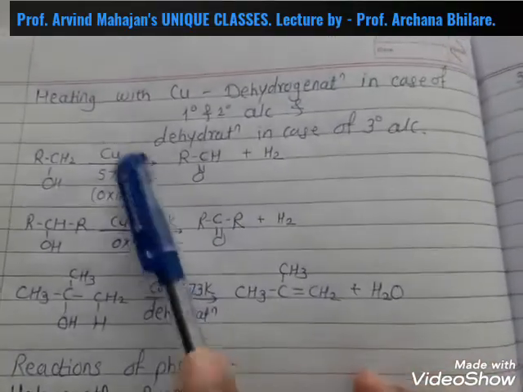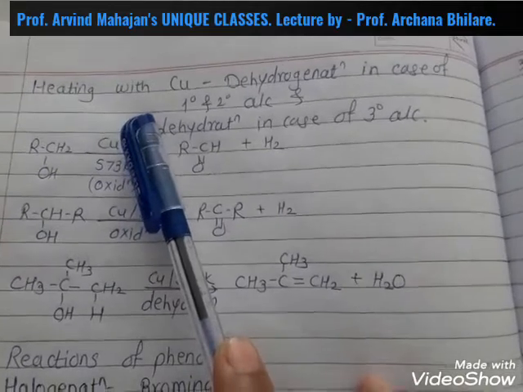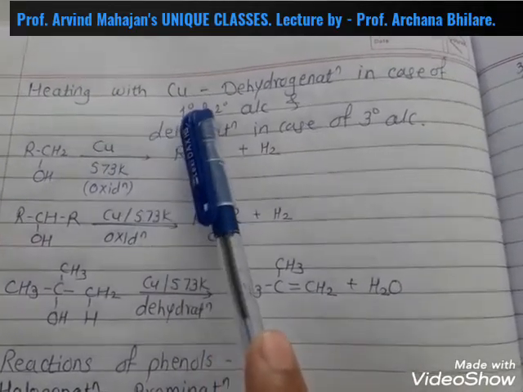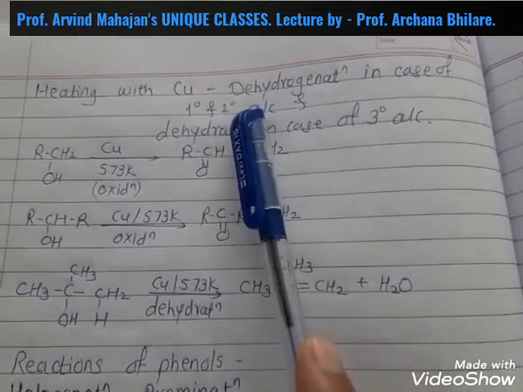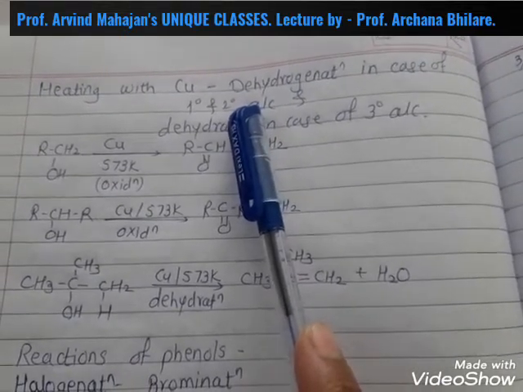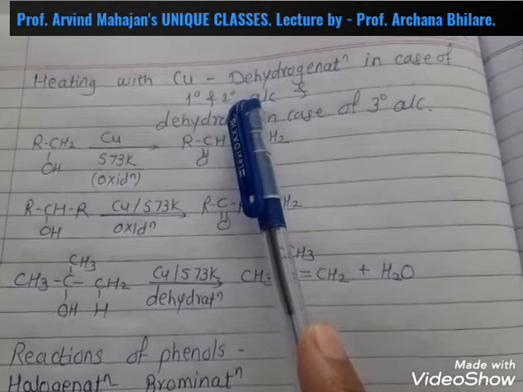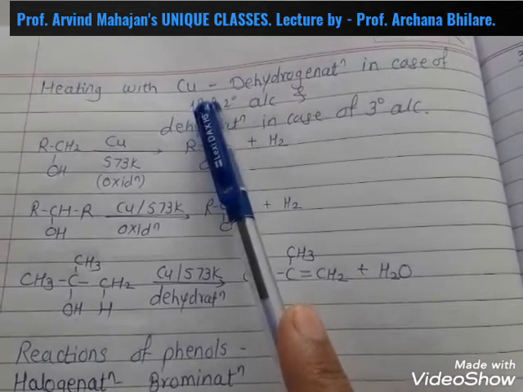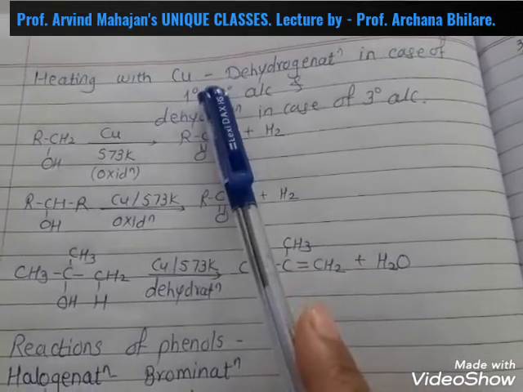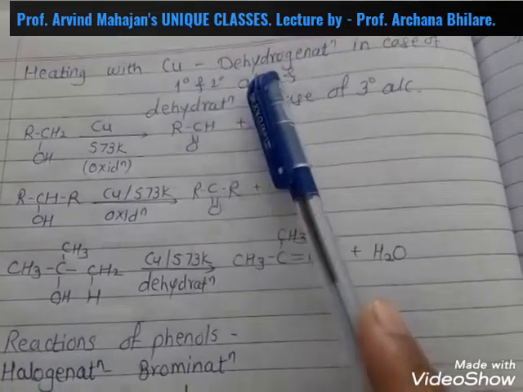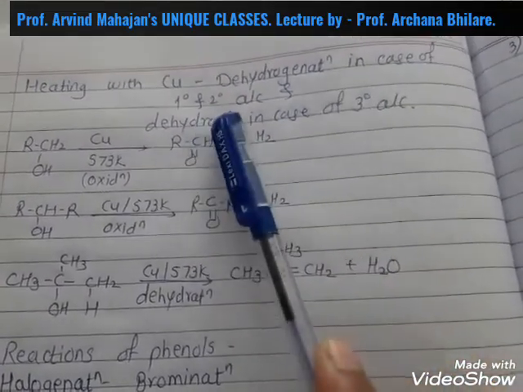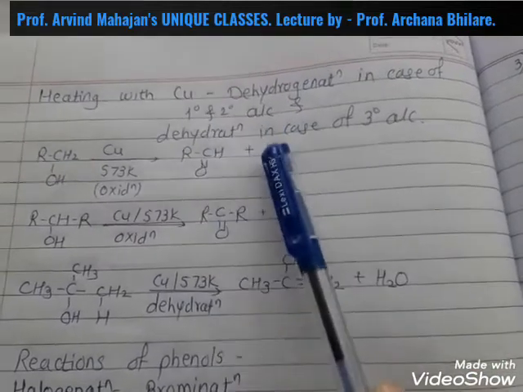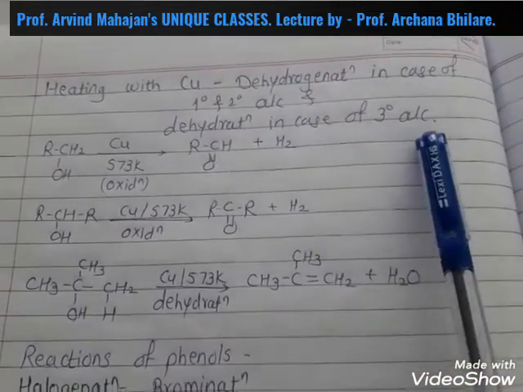One more very small reaction of alcohols, that is heating with copper, action of metal. It is the same as the previous reaction which we discussed, that is, oxidation of alcohol. So here also metal, copper, a less active metal, is used to oxidize alcohol. See, dehydrogenation in case of primary and secondary alcohol, and dehydration in case of tertiary alcohol.